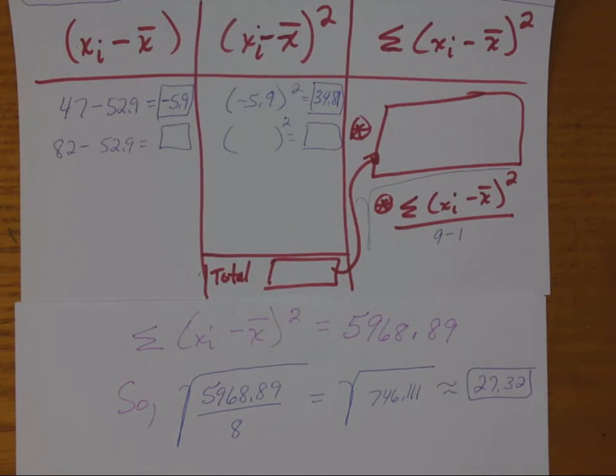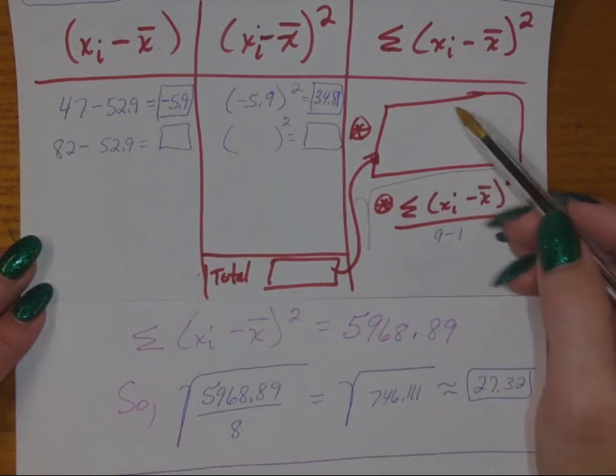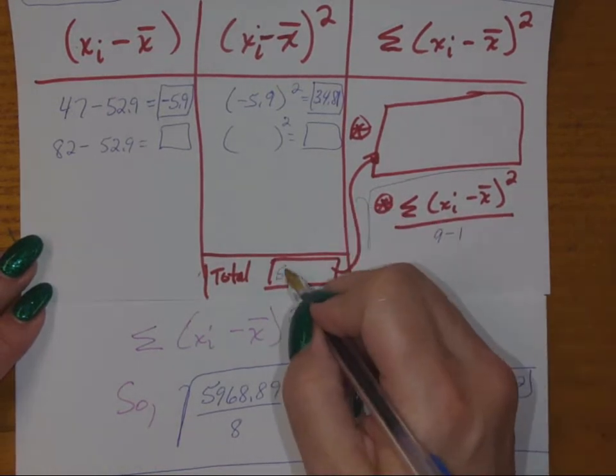You can't go, oh, I get what she's doing, because if you do that, then I promise you on a test it's going to get bogged down because you're not going to have that muscle memory developed. So you have to do it, and then you have to do all the rest of the steps so that you know for a fact, yes, I can do this, I can get that. I figured out where she got that 5,968.89, right? That was this number right here.